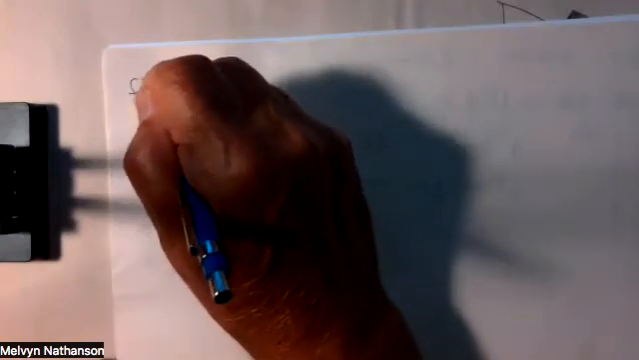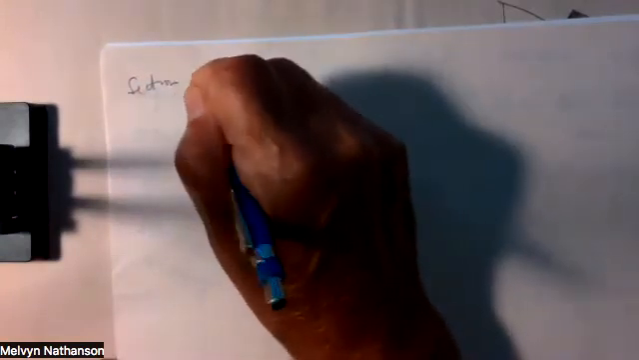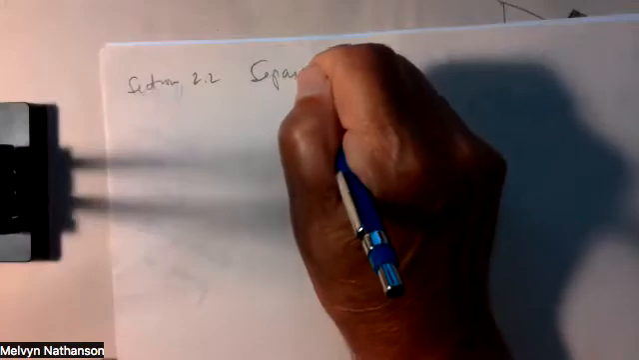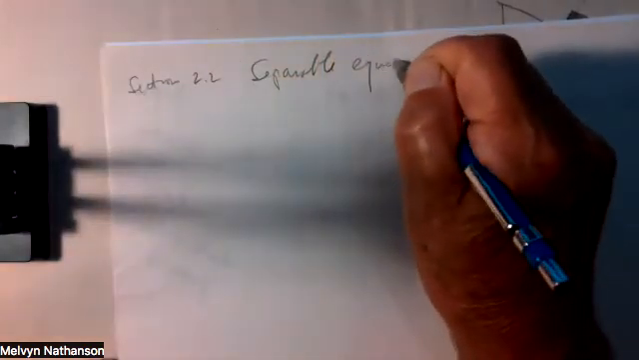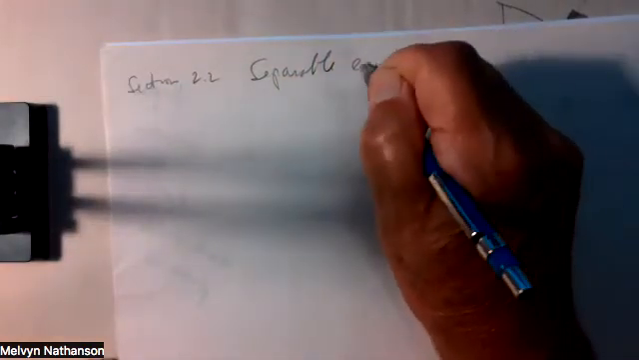So we've covered section 2.1 on linear first order equations. And today I'm going to talk about separable equations. So in our text, this is section 2.2. Separable equations. And separable means the following.